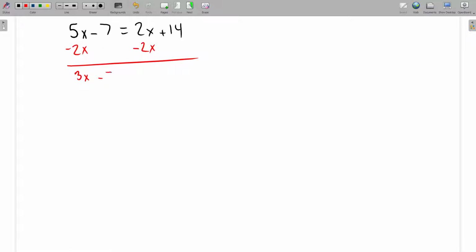This minus 7 will come down because we haven't done anything to it yet. The 2x and the minus 2x cancel out. That's what we wanted to happen. And the 14 also hasn't had anything done to it. It's going to drop down as well.